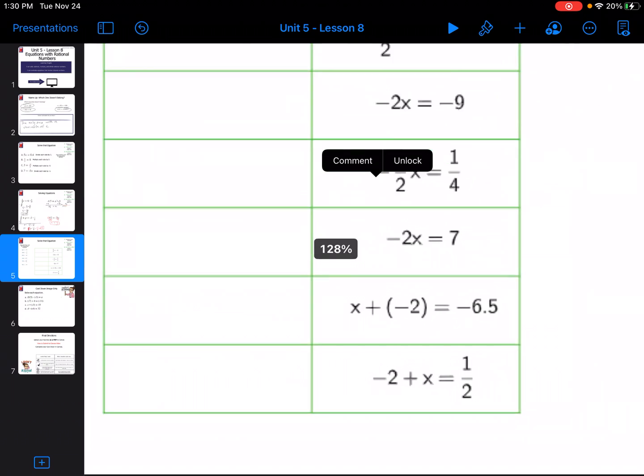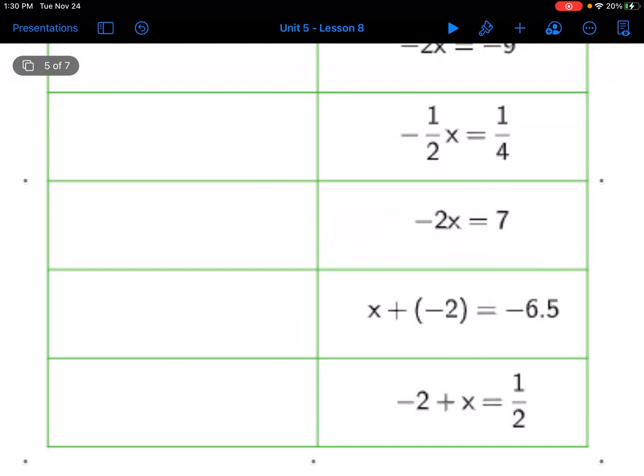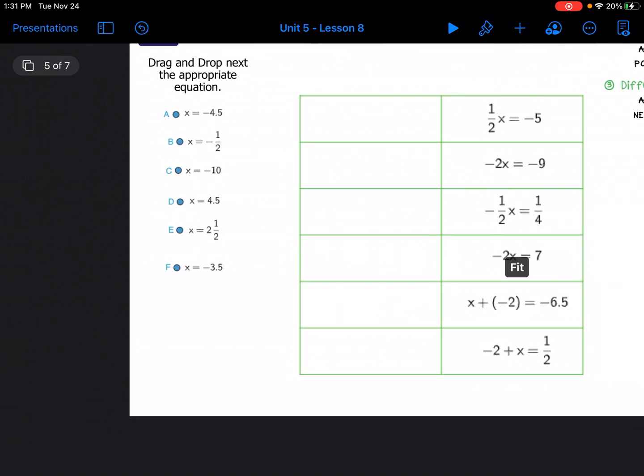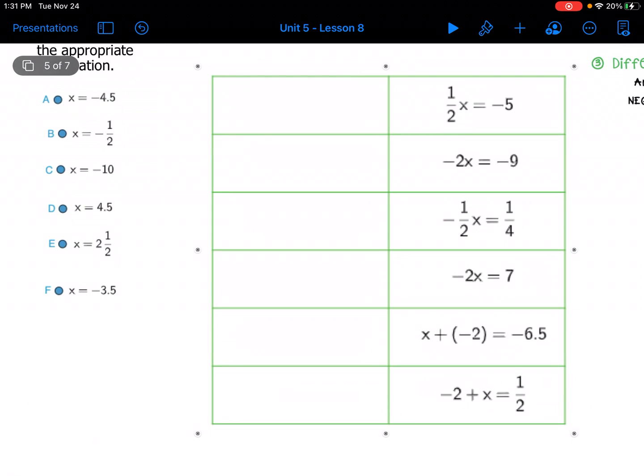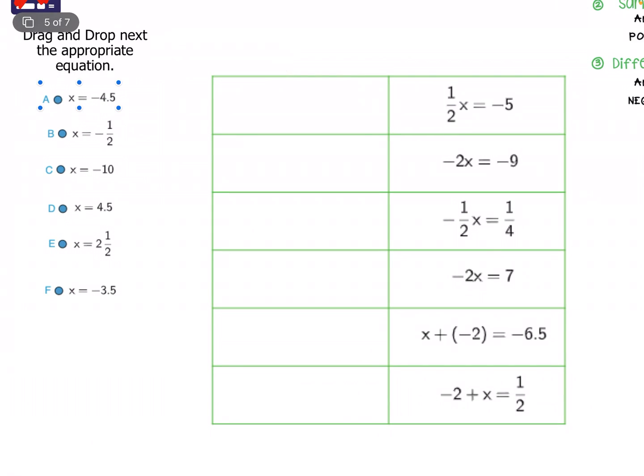So I know something plus -2 is going to give me -6.5. So that could be a -4.5 right there, I think. Because a -4.5, yes. So I'm going to pick that up and I'm going to drag it right there.